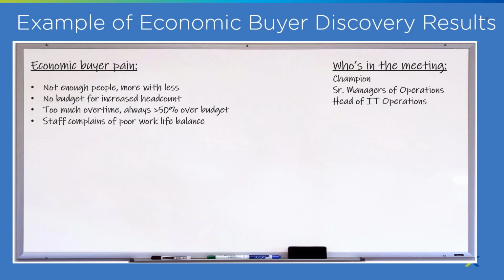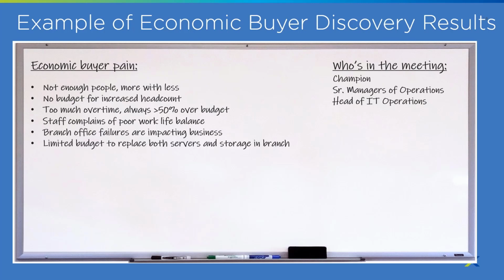The issue that this creates for that economic buyer is that now he's having to pay a ton of overtime. And he's always more than 50% over budget for his overtime. In addition to that, he's got constant complaints from his staff of poor work-life balance. That's led to a lot of his senior people actually leaving the organization. As far as the branch offices go, those failures that are happening are actually impacting the business. And so these senior executives are now hearing from those businesses, and they want the issue addressed now.